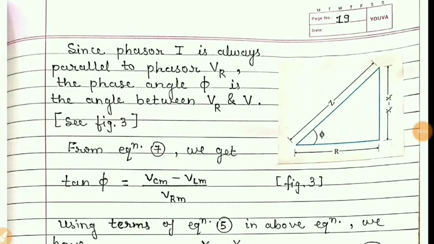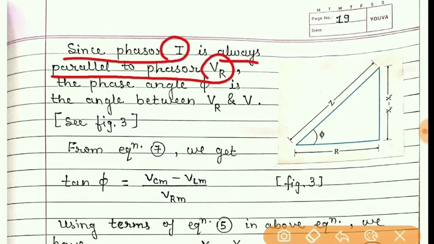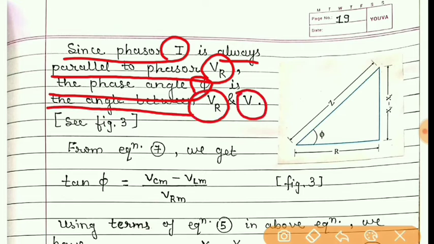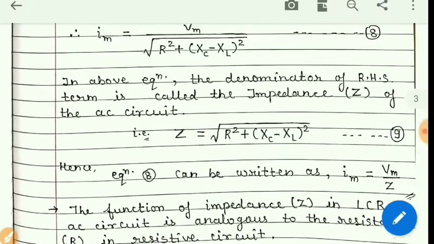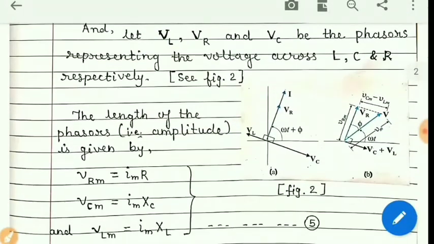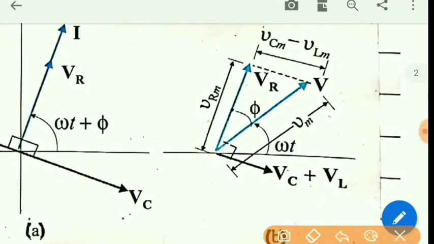Now students, since phasor I is always parallel to phasor VR, the phase angle phi is the angle between VR and V. Here this VR is the phasor of voltage across the resistor and this V is the phasor of the source, and their angle will always be phi. Students, this is not a new figure. This is the figure obtained from this phasor diagram. This is the same figure.